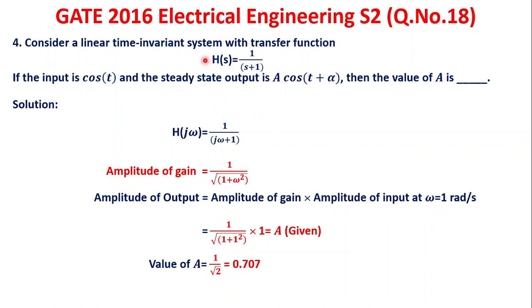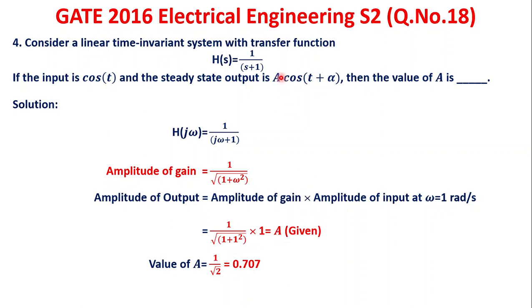Very simple. First you find out the sinusoidal transfer function by putting s equal to j omega. Amplitude of gain is 1 by root of 1 plus omega square. What is output? Like the previous problem, input multiplied by gain, that's all. So gain is nothing but 1 by root of 1 plus omega square. Amplitude of input, what is the input? Cos of t, 1 cos t, so it is 1. Why omega 1? Cos of omega t, the coefficient of t is 1.